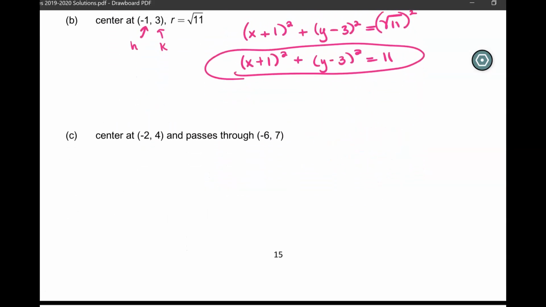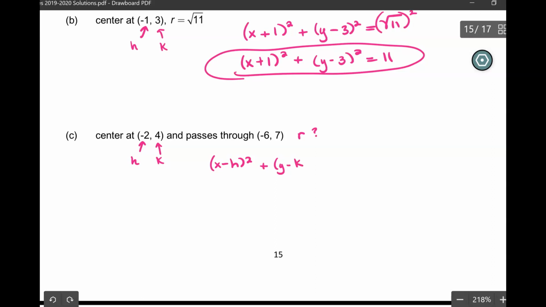Okay, next one, we have the center. h is -2 and k is 4. And this time it passes through the point -6, 7. So what we're missing is the radius. We don't know what the radius is. So remember, what's our formula? This is our formula.